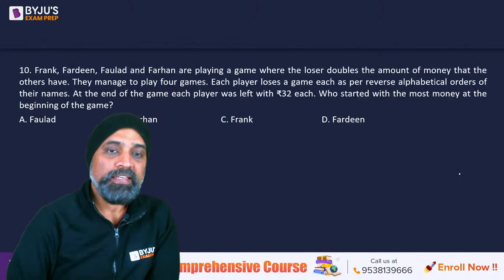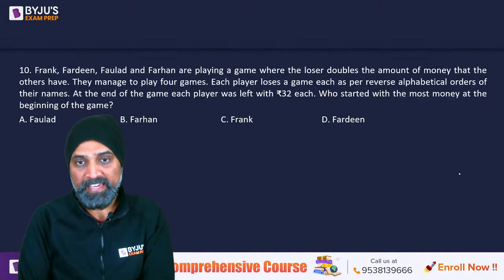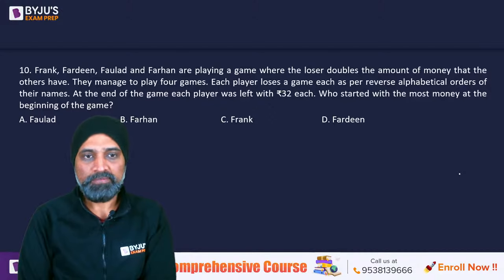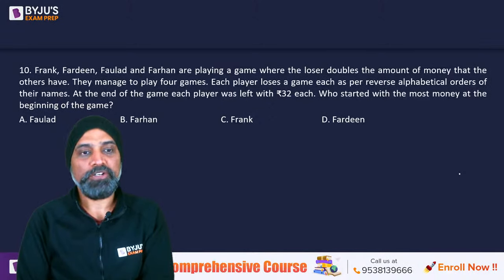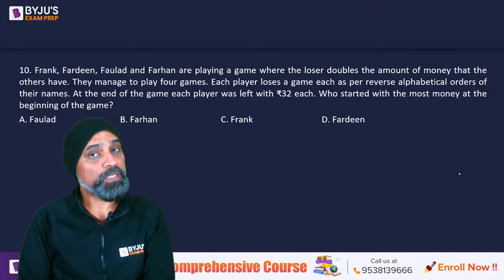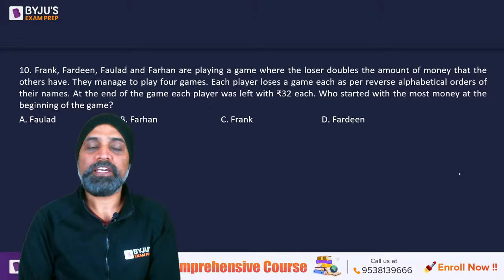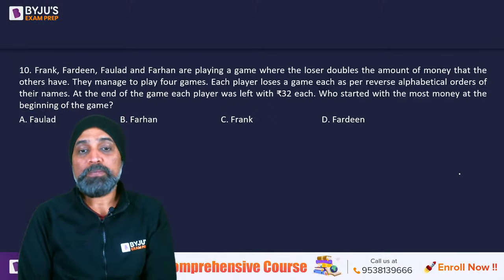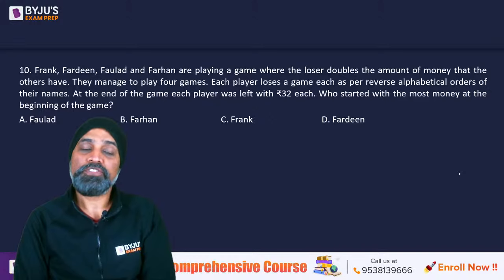Okay. Next. Frank, Fardeen, Fawad and Farhan are playing a game where the loser doubles the amount of money that the others have. They managed to play 4 games. Each player loses a game each as per reverse alphabetical orders of their names. At the end of the game, each player was left with rupees 32 each. Who started with the most money at the beginning of the game? So each player loses a game each as per reverse alphabetical orders of their names.